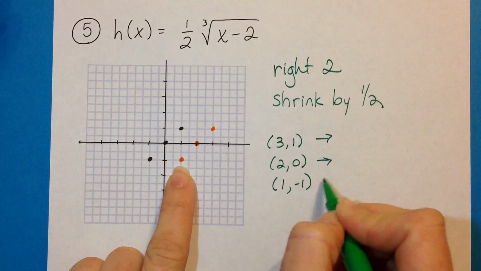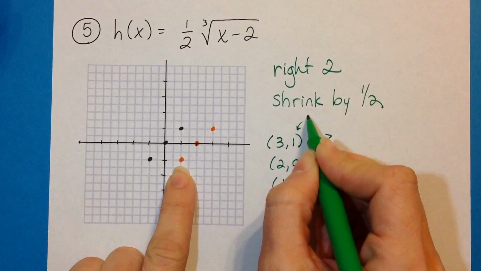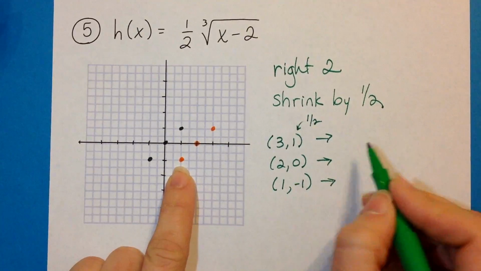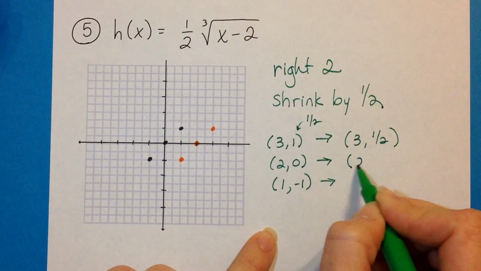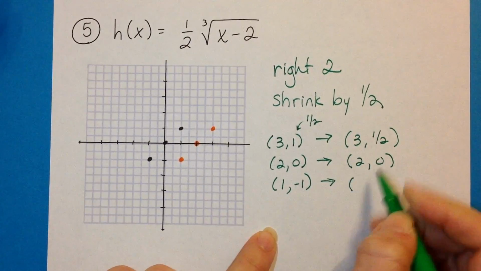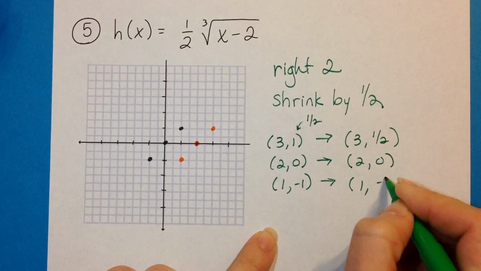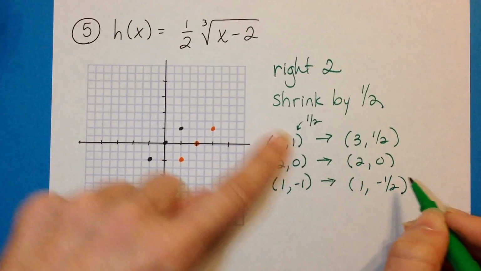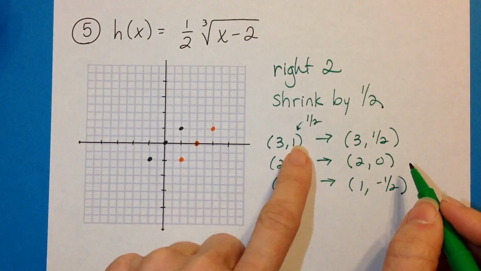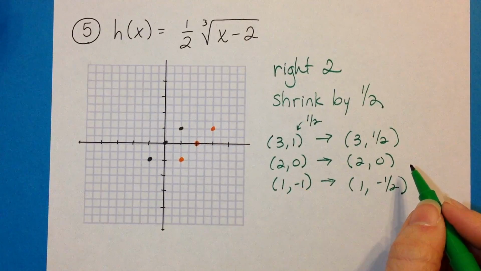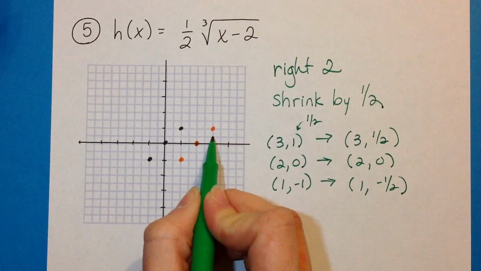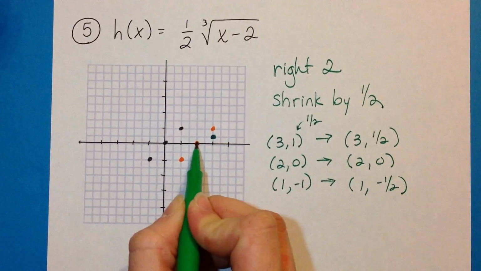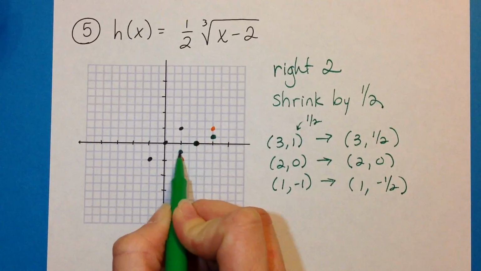But then I would need to multiply the y coordinate by 1/2. So this would be 3, 1/2, 2, 0, and 1, -1/2. So the x stays the same, times 1/2 times 1/2 times 1/2. So let me plot these 3 points. So 3, 1/2. Of course, the 2, 0, that one didn't change. And then I've got 1, -1/2.